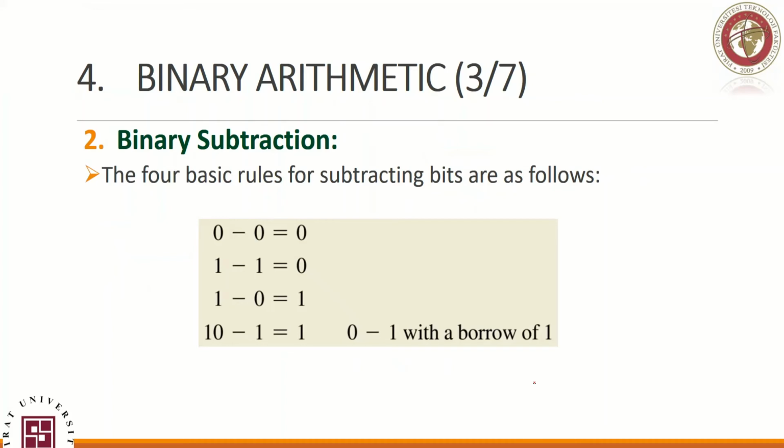For the binary subtraction, we have 4 basic rules. 0 minus 0 is 0, 1 minus 1 is 0, 1 minus 0 is 1, and we cannot say 0 minus 1. Actually, we need to borrow. Why? 0 is less than 1, and in binary, in order for us to make a correct subtraction, we need to borrow 1. So it will be 1 0 minus 1, that's 1 with a borrow 1. No, there is no carry here, a borrow. So we borrow 1 from the next positional weight.